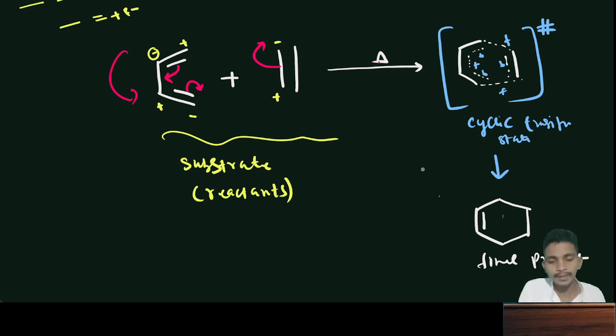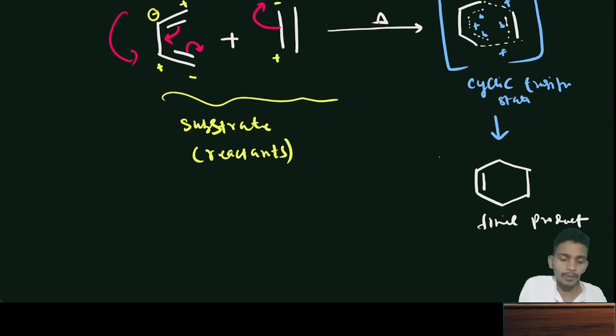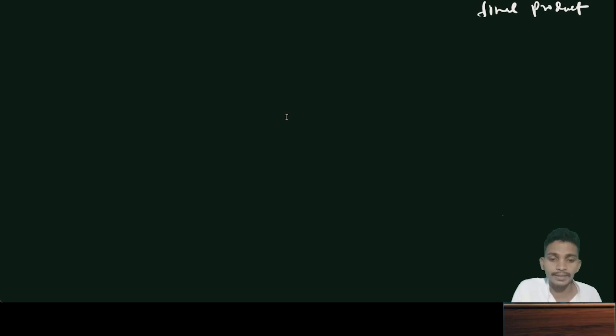So what we see here is that it will go through a cyclic transition state and the final product is formed. So why is this reaction happening even if you are giving simply heat? We are giving simply heat and this reaction is positive. So what is the reason behind this?